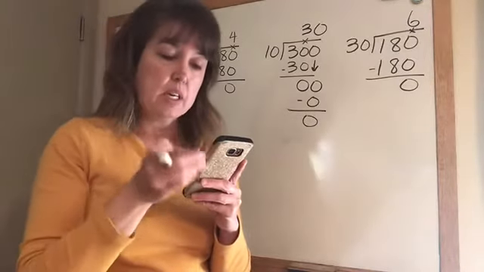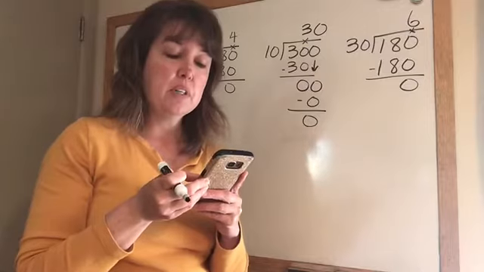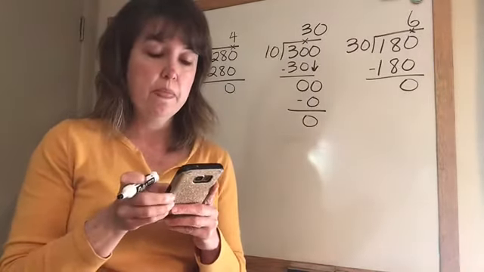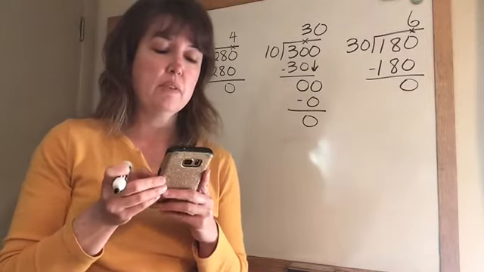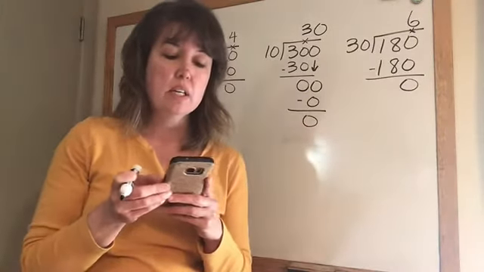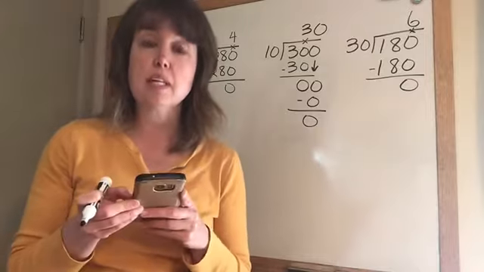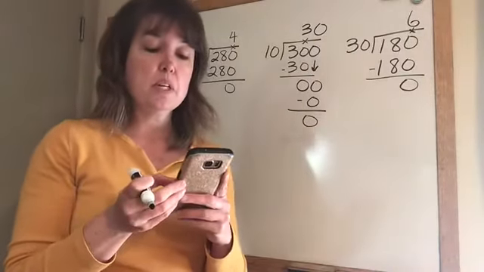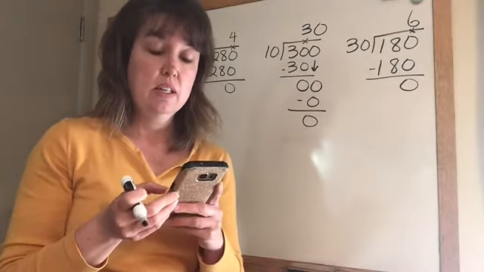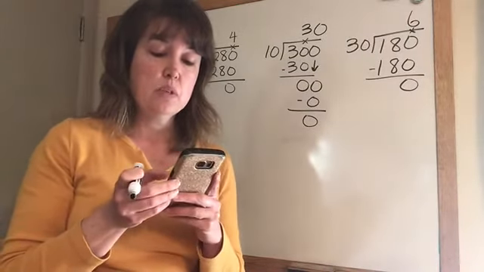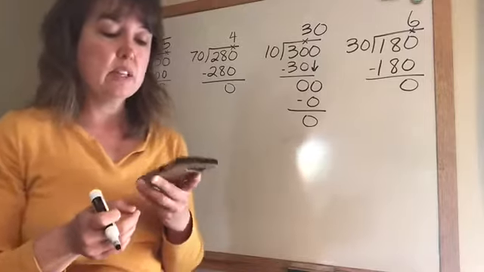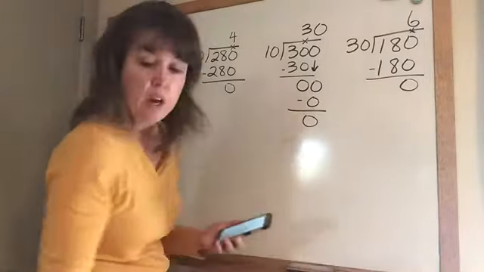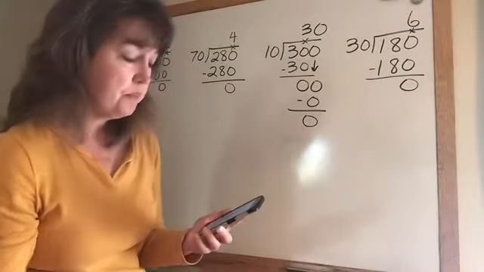Number 3. 450 divided by 5 equals 9. 240 divided by 80 equals 3. 160 divided by 20 equals 8. And last one, 490 divided by 70 equals 7. Good. All right, the word problems.